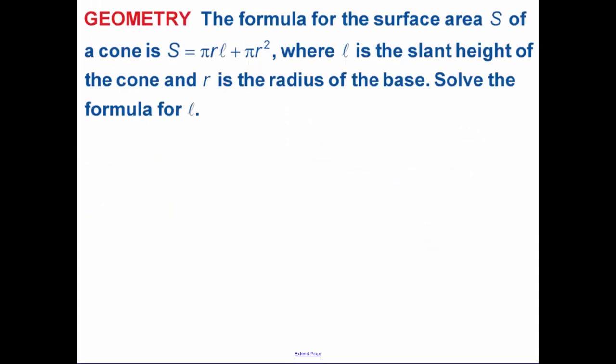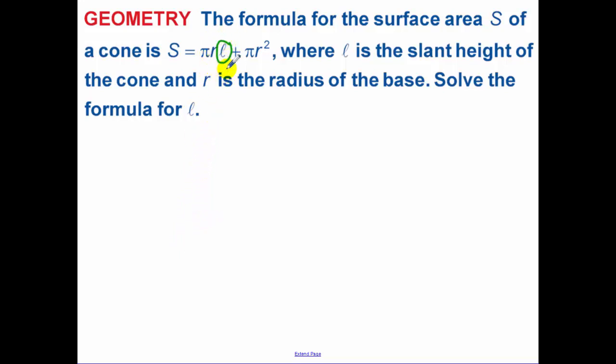Okay, the formula for surface area of a cone is given to us, where L is the slant height and R is the radius. Solve this formula for L, our slant height. So that's our variable. And the reason we do this is, in your science classes, the science teachers expect you to be able to do this a lot.